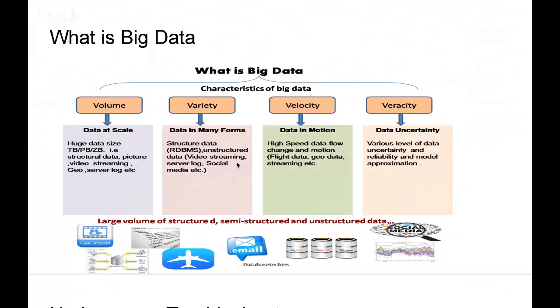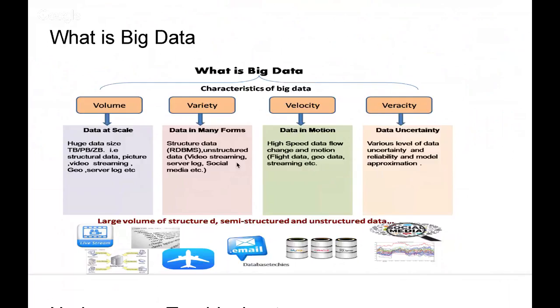The third one is velocity, the speed at which the data is coming. For example, social media data is coming every second: many tweets, comments, posts, and videos uploading to YouTube. And the fourth one is veracity, that is the level of data uncertainty and reliability. That means you never know the source from where the data is coming, whether it is coming in a structured, unstructured, or semi-structured way.